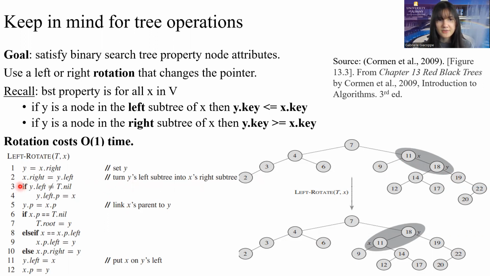We do have an if statement that links x's parent to y. So we're setting y.parent equal to x.parent. We also have another if statement, and this is where we see that x is on y's left. So that's why 11 is on the left side of 18. So it's a left child of 18 once we do that left rotation.